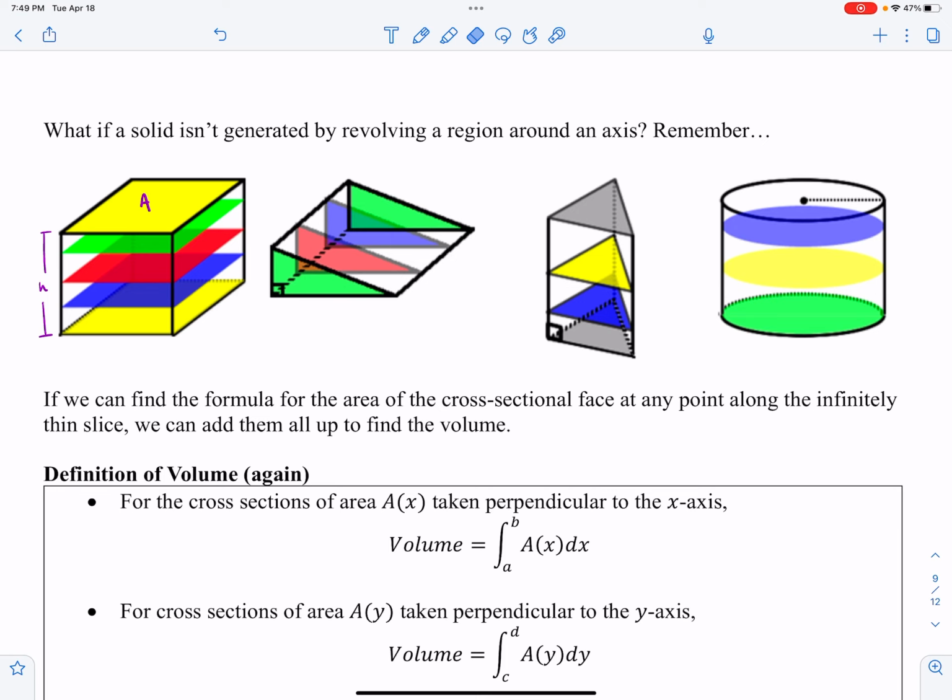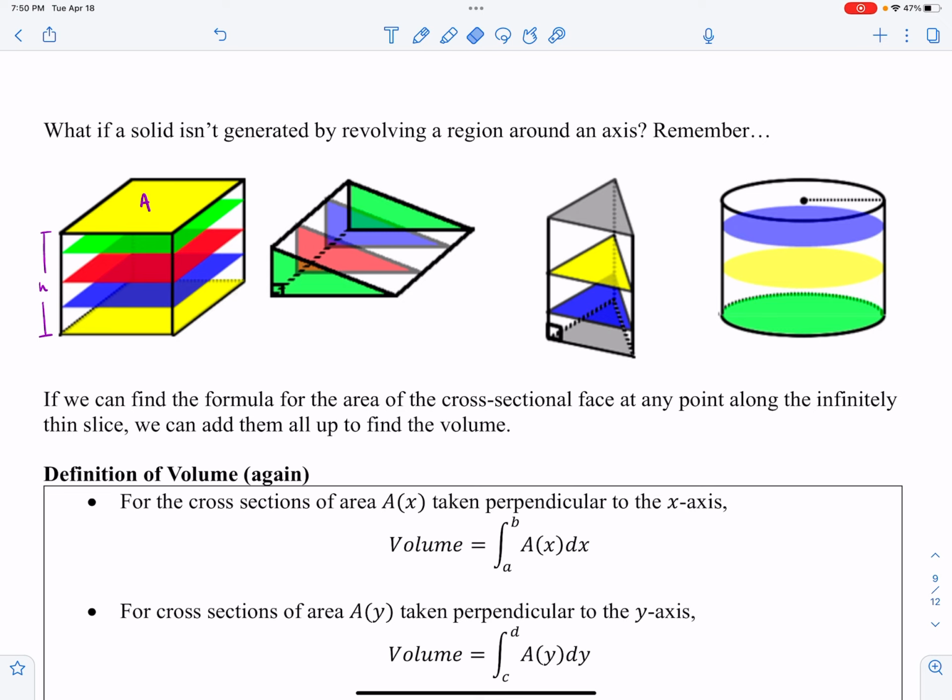And we came up with the disk method first and then the washer method for finding the volume of solids that have been created from regions being rotated around an axis, right? When there's always either a disk cross section or a washer cross section. And then we ended up integrating the area of the disk, or integrating the area of the washer, on the interval from a to b, right?